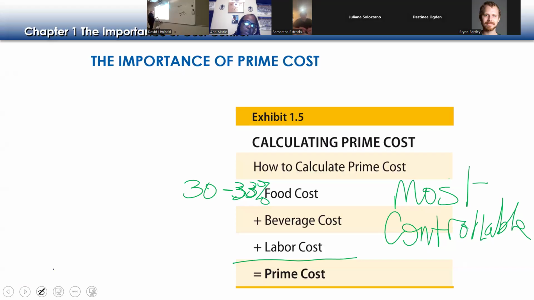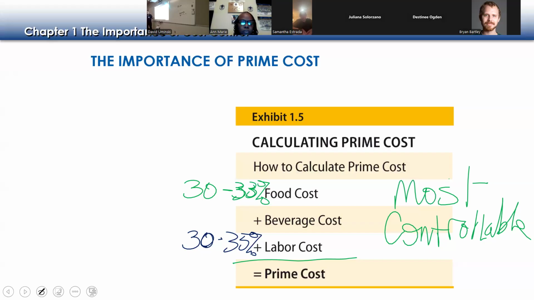For labor, we're looking at anywhere from 30 to 35%. And again, that varies. If I'm a fast food restaurant and I just have someone taking orders and people in the back making the food, my labor is a lot less than if I'm a fine dining restaurant and I have a server, a busser, a server assistant, a dining room manager. My labor gets a lot bigger.